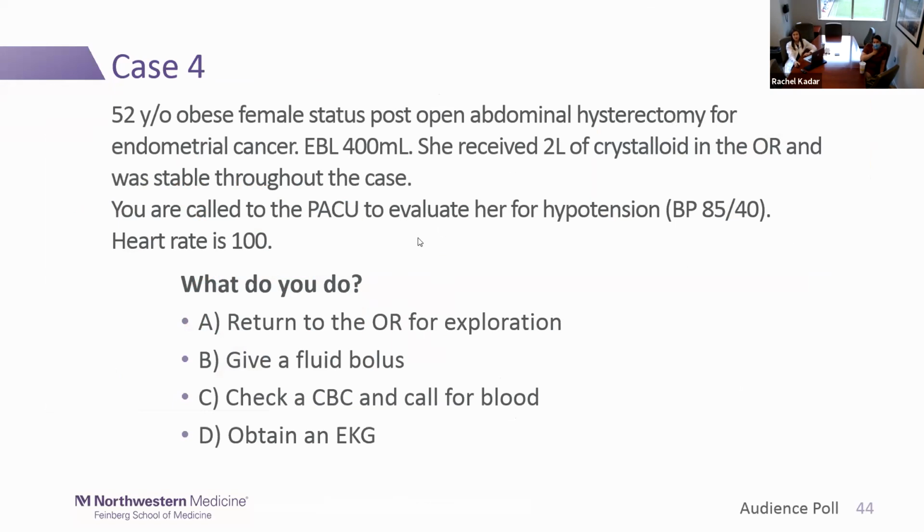We have a 52-year-old obese female status post an open abdominal hysterectomy for endometrial cancer. EBL is 400. She received 2 liters of crystalloid in the OR, was stable throughout her case. You are called to the PACU to evaluate her for hypotension. Her blood pressure is 85/40 and her heart rate is 100. What do you do? A, return to the OR for exploration. B, give a fluid bolus. C, check a CBC and call for blood. Or D, obtain an EKG.